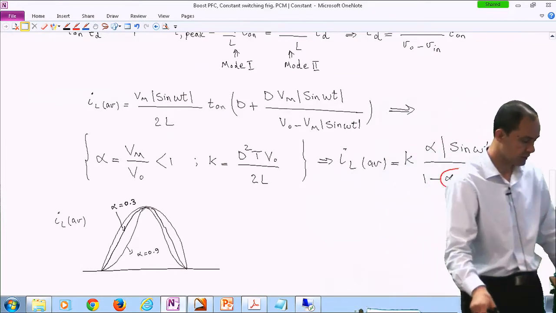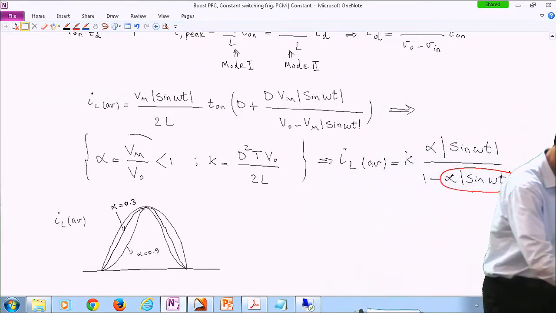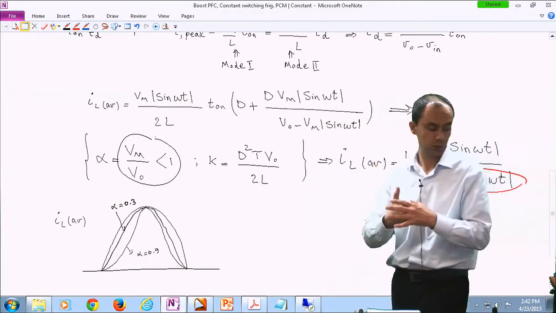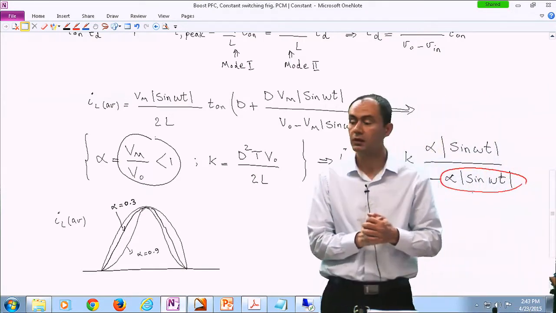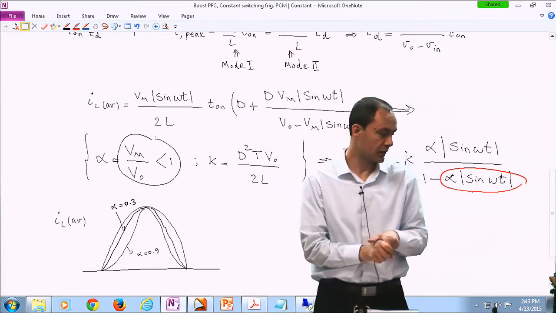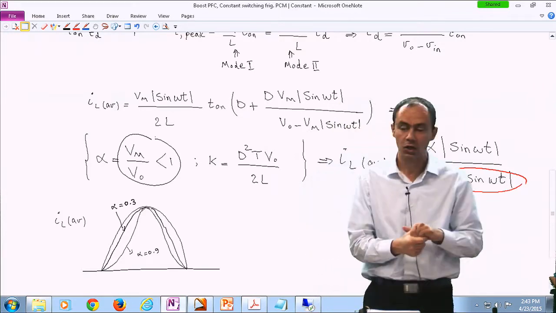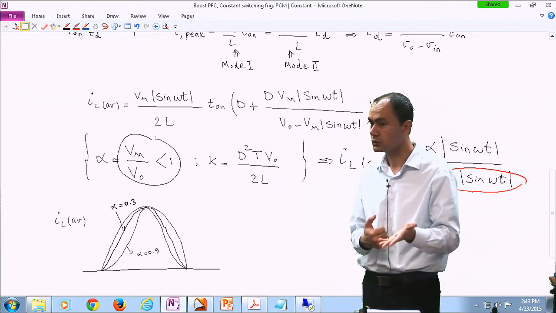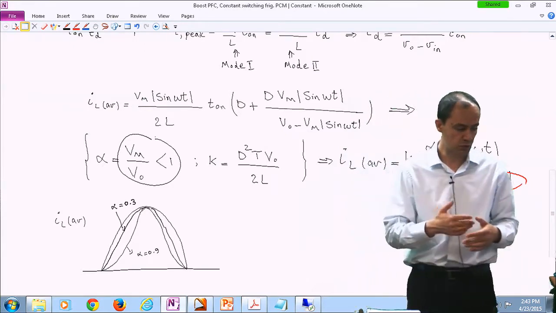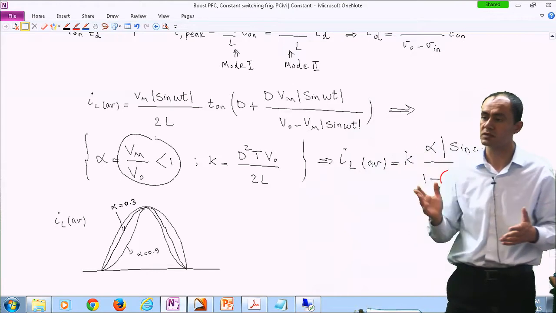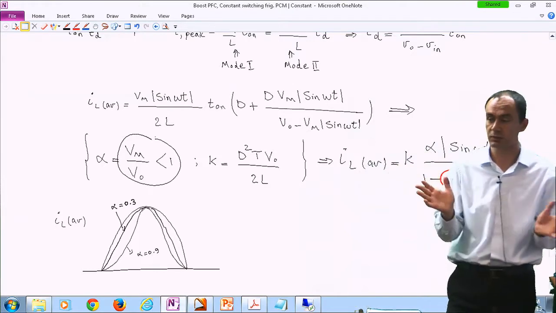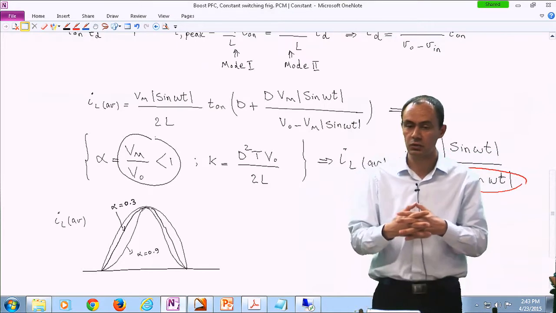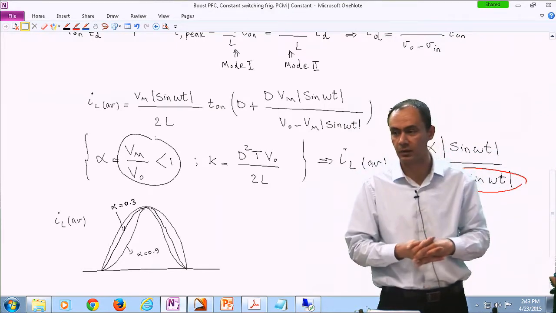So smaller alpha would actually make the situation better. What is alpha defined as? Alpha is the ratio between the input voltage peak and the output voltage. So in order to have a smaller alpha, I need to have a larger and larger output voltage. Basically, if I try to boost the signal as high as is physically and practically possible, I will get closer and closer to an ideal power factor correction.